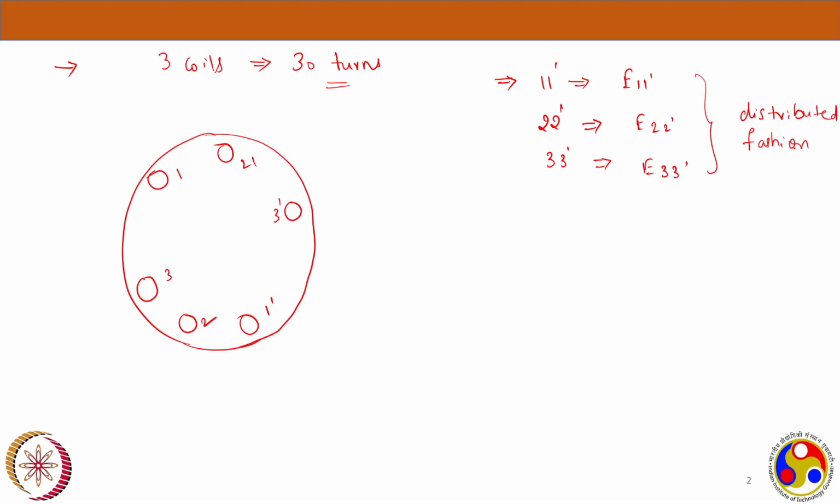Now that we have placed all these coils in a distributed manner, what I am trying to do is calculate the resultant of these three voltages. The important thing is, since it's distributed, there will be some angular displacement between these coils. Now, in the figure, you can easily see this is coil 1 axis, and this is coil 2 axis, and coil 3 axis.